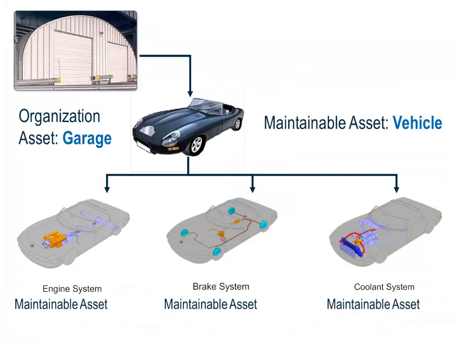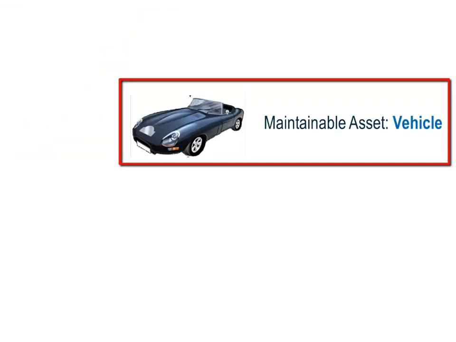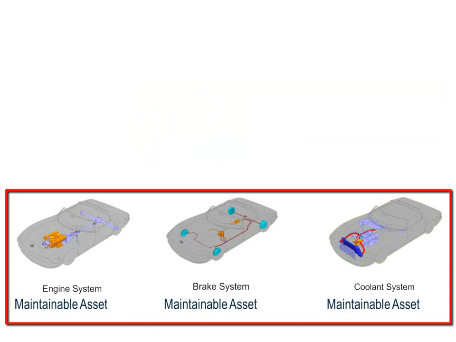In an earlier topic, we looked at asset classification in some detail. Using a garage, car, and car systems as examples, we learned how assets can be of an organization type. This is represented by the garage. We also learned that equipment on which maintenance will be performed are maintainable assets. The car is an example of this. We saw that the car systems can also be maintainable assets. In this example, the systems are child assets of the car.